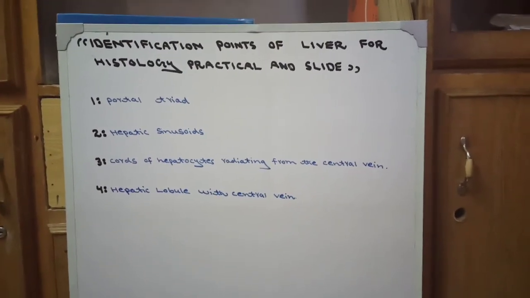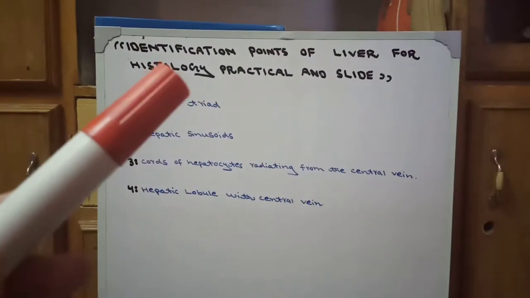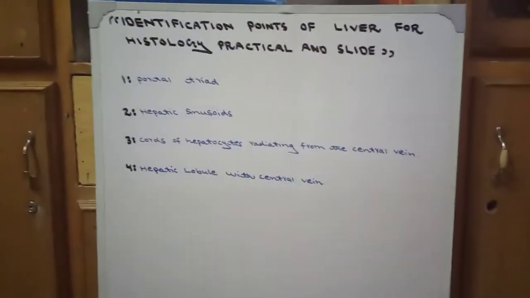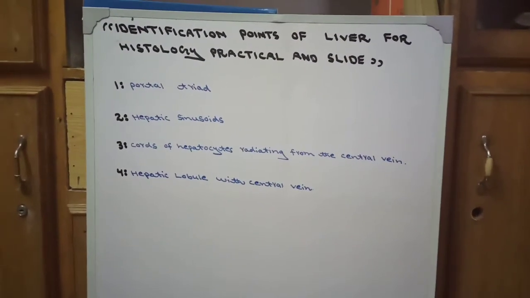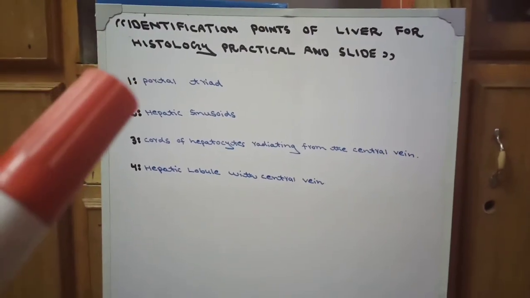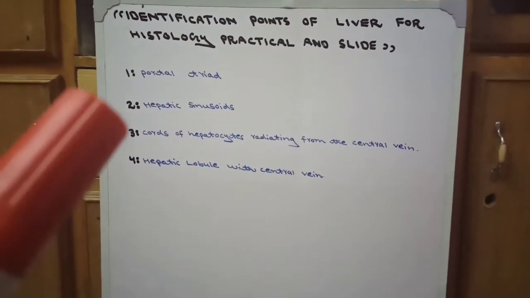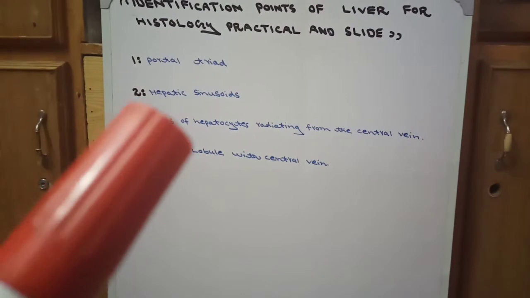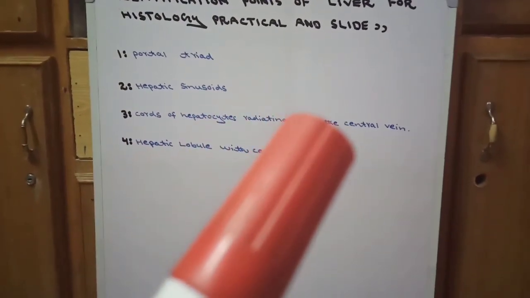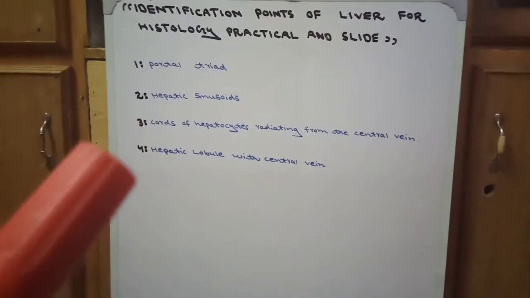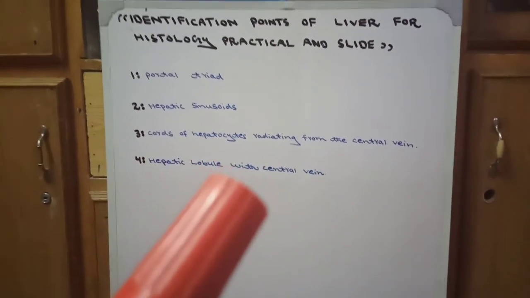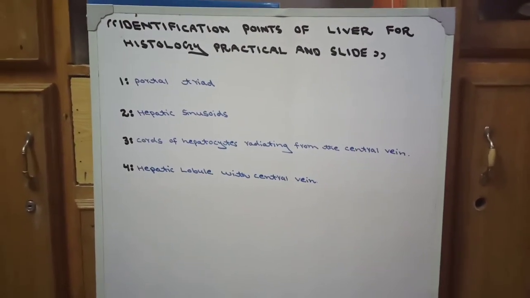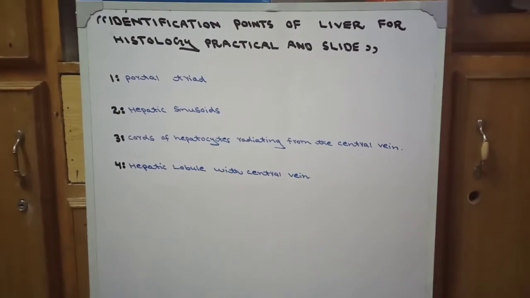Today our topic is related to histology, identification points of liver per histology practical and slides. There are four identification points of liver. Number one is portal triad. Number two is hepatic sinusoids. Number three is cords of hepatocytes radiating from the central vein. And the fourth is hepatic lobule with central vein. These four are the identification points of liver per histology practical and slide.